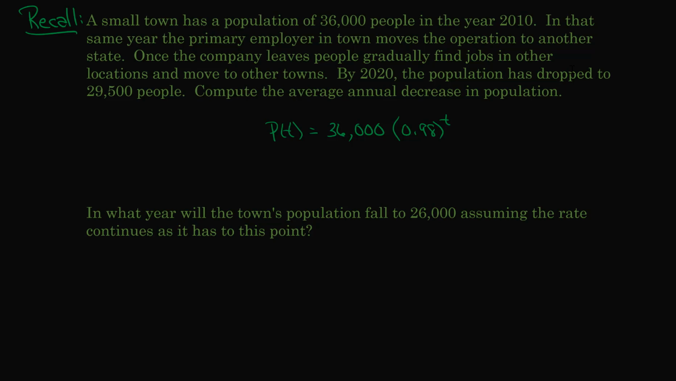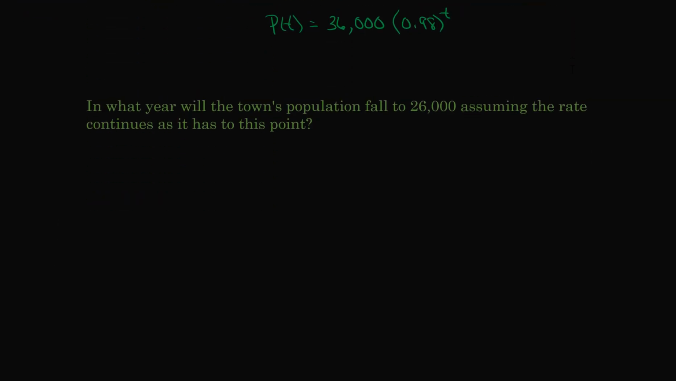This is the part that we did in an earlier problem, and the equation that's jotted down there for you is the equation that we obtained. Having now obtained this equation, we can go on to answer other questions. For example, the one that's posed below. In what year will the town's population fall to 26,000, assuming the rate continues as it has up to this point? So what we want to do is find the value of t where we're going to have a population of 26,000.